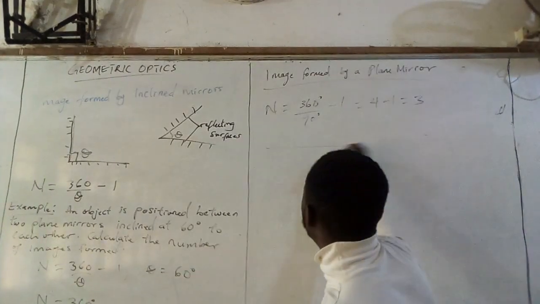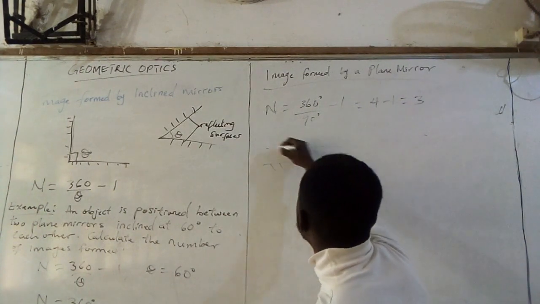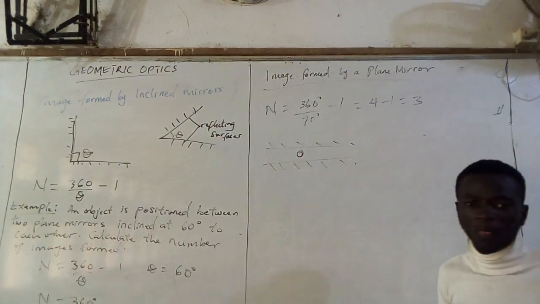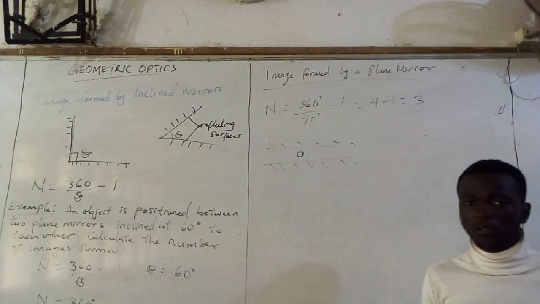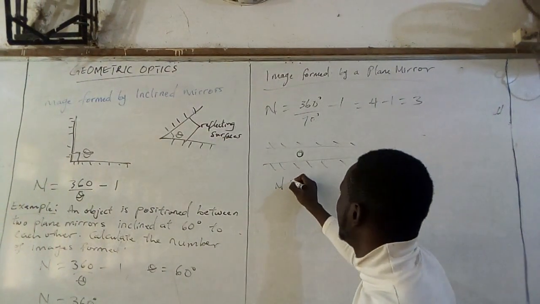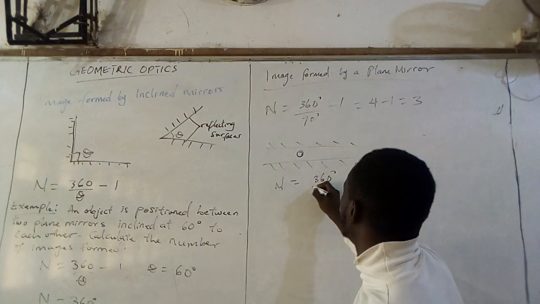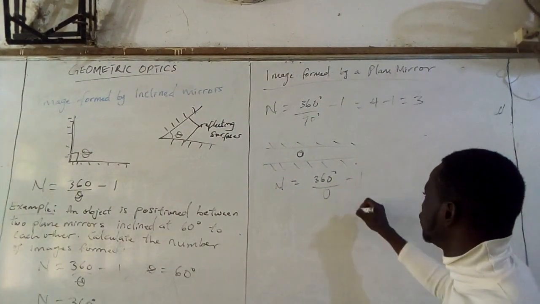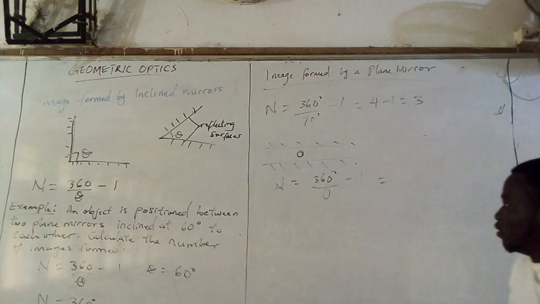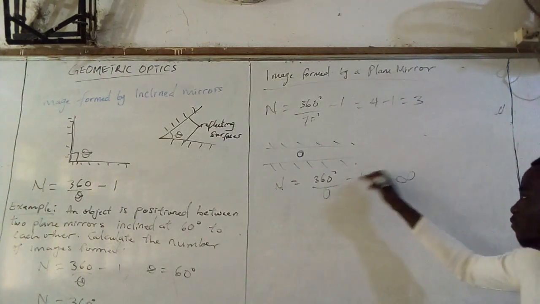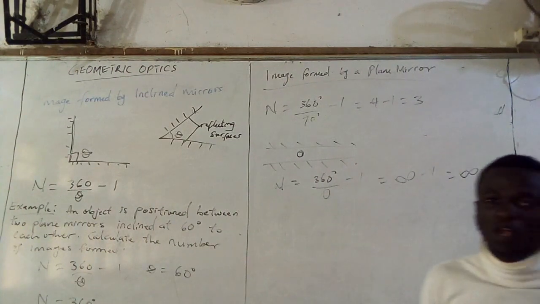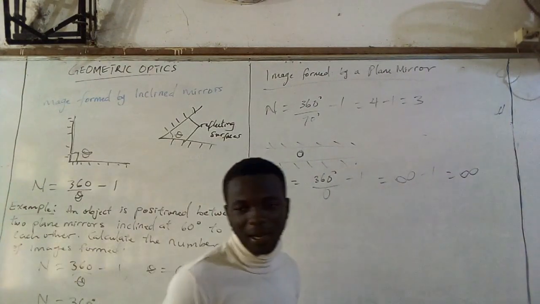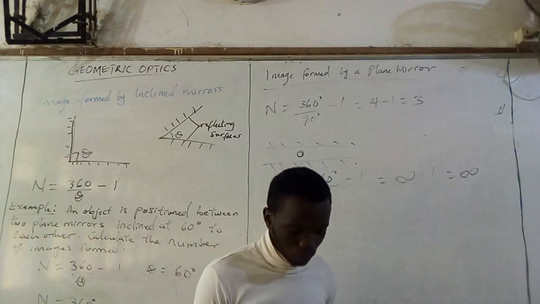What if the mirrors are parallel to each other? Let's say we have an object O placed in between them. How many images will be formed? From our formula, N equals 360 degrees over the angle formed, which is 0, minus 1. So 360 divided by 0 is infinity, then minus 1 gives us infinity. So that means there are an infinite number of images formed whenever two mirrors are parallel to each other.